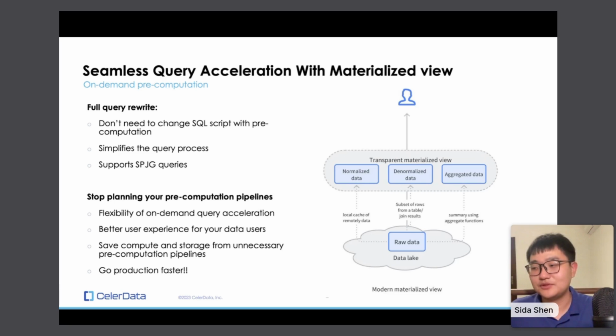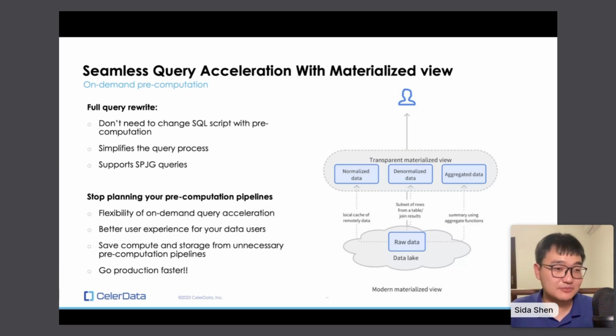So you don't have to rewrite the query to benefit from the materialized view, right? So this by itself enables on-demand query acceleration. You can just build your data model raw and then spot those slow queries and add materialized views afterward, on demand, to fix those slow queries, without actually changing your SQL script or bugging your users.